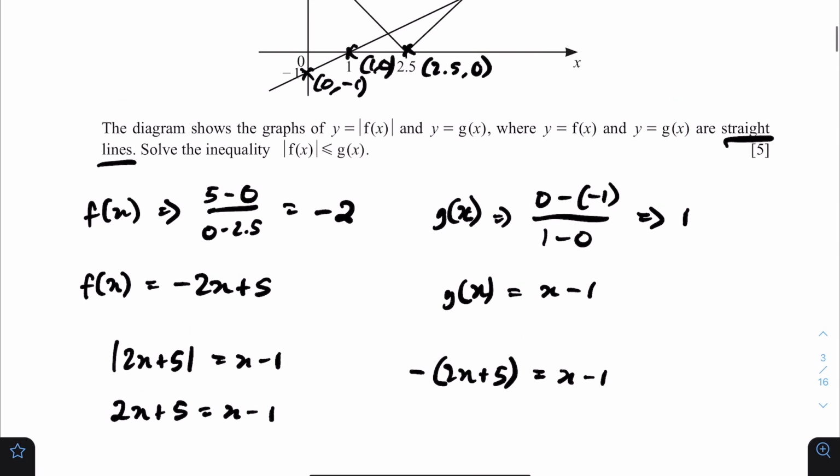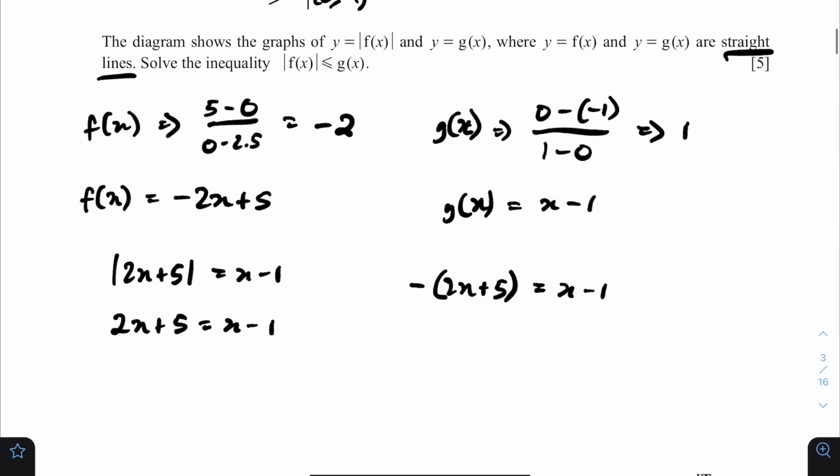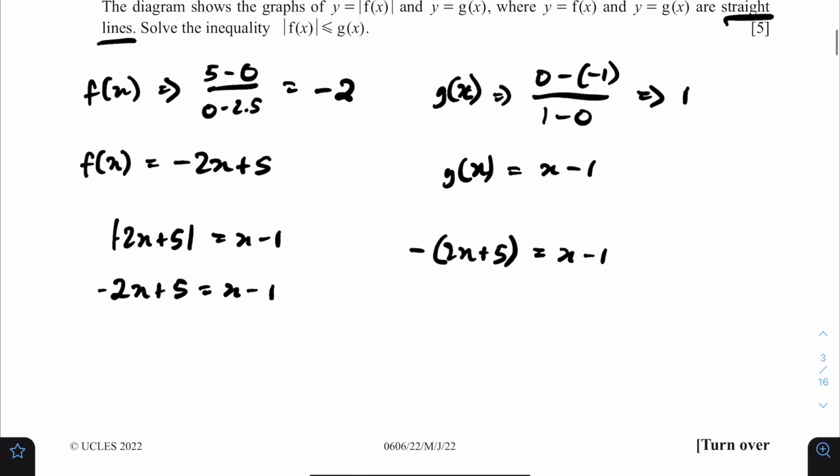So looking for the intersection points. Oh, sorry, it's -2x + 5 is equal to x - 1. My bad. So let me just solve it again. And we get 3x is equal to 6. Therefore, x is equal to 2. Okay, yes, this is the right answer now.